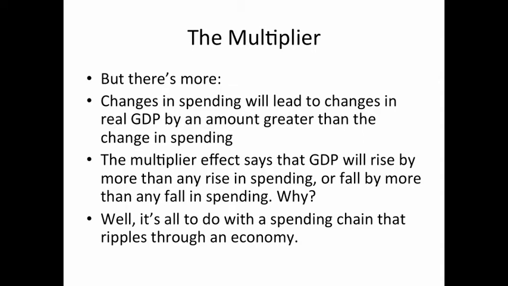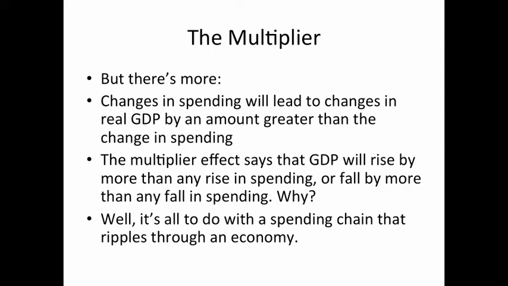So if we have a change in spending in the economy, as I said, let's say an increase. There's an increase in spending. This will cause an increase in real GDP. But the increase in real GDP that we will observe will be by some amount greater or a multiple of that original initial increase in spending. And this is called the multiplier effect. So the multiplier effect tells us that GDP will rise by more than any increase in spending, or GDP will fall by more than any decrease in spending.